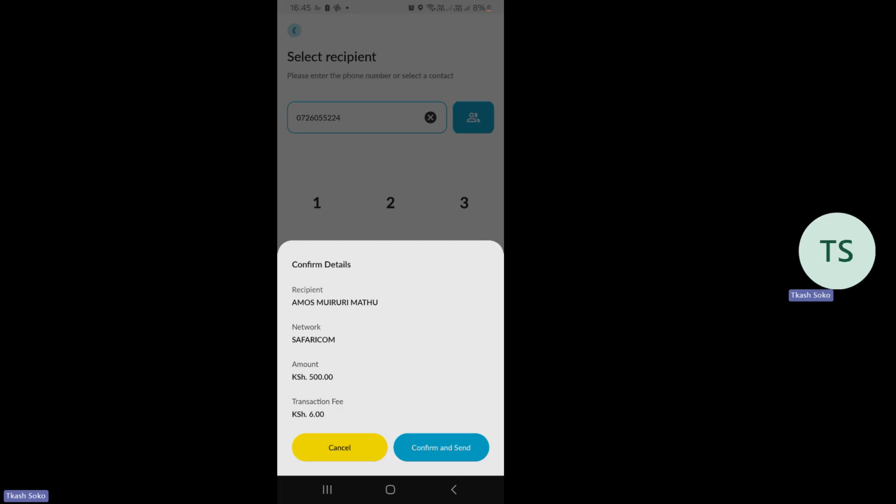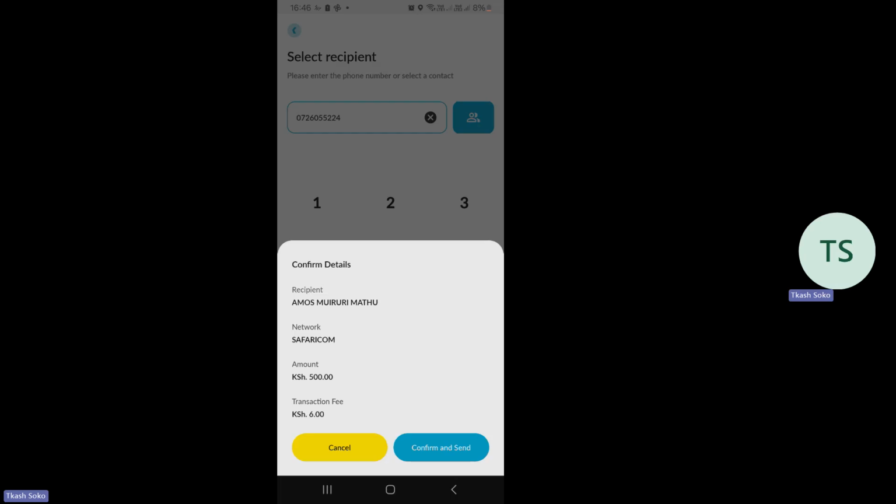So for me to send 500, lazima nikuwe na a minimum of 506. 500 ndio nataka kutuma na 6 bob ya transaction fee. I hope that is well understood. In case you have any question on how you can send money that is in your Tcash wallet to any network, kindly get to me via the comment section. I'll be so willing and ready to help you understand how you can do so as soon as I can.